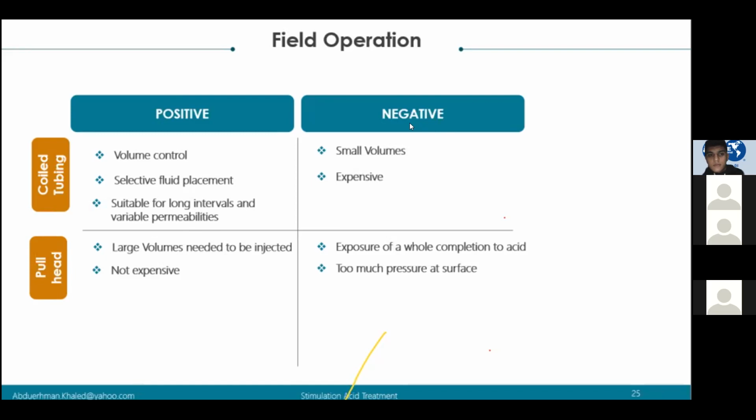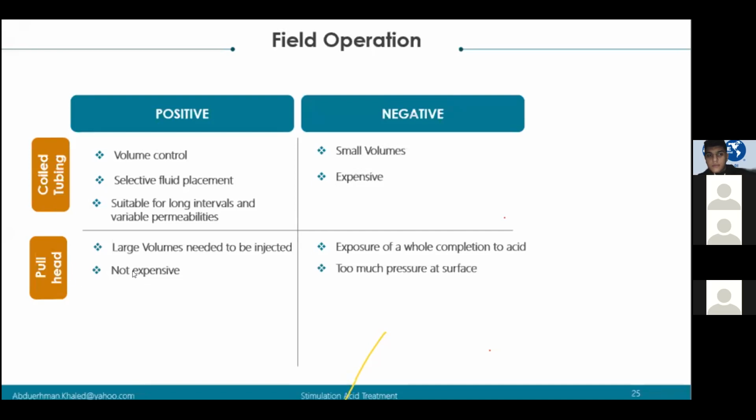The negative is the small volumes, so you will need a lot of time to inject a certain amount of volume, because the volume is controllable but only a small amount is allowed to be injected, and obviously it is expensive.